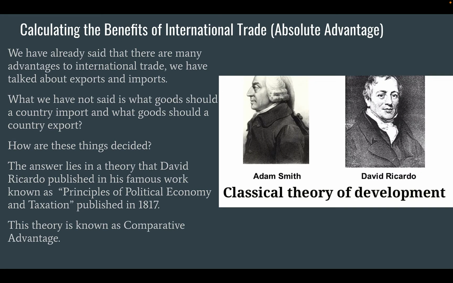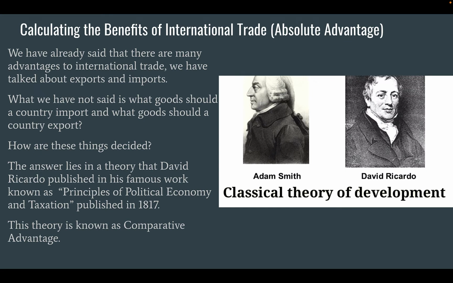Now, there is a reason that I have 2 gentlemen on this slide. We have already said that there are many advantages to international trade, and we've talked about exports and imports. Now, just to be clear, in general, how do you decide which country exports and which country imports? The country that can make the good at the lower price exports, and the country that makes the good at the higher price imports. Just in general, that's what we're saying.